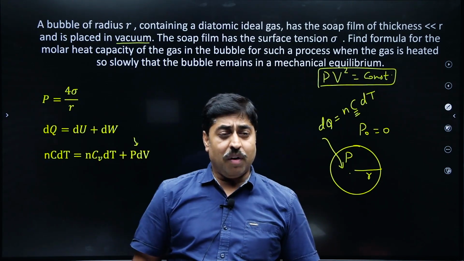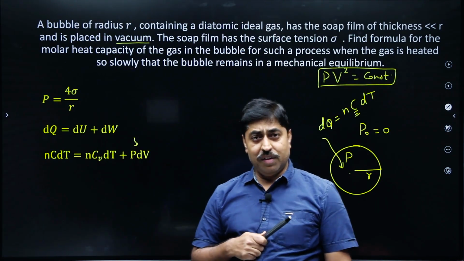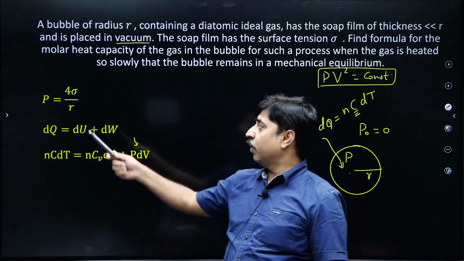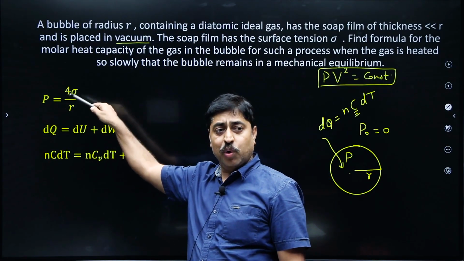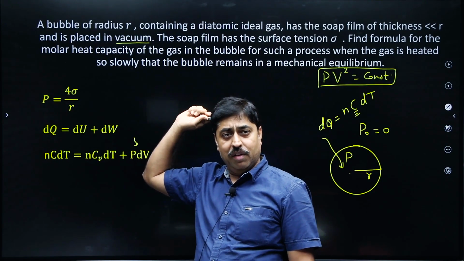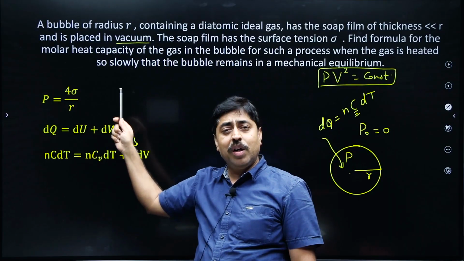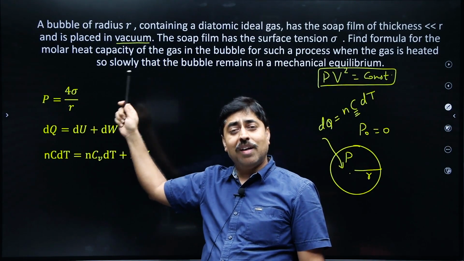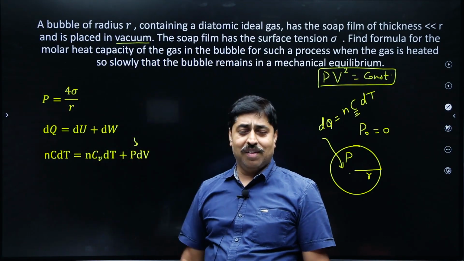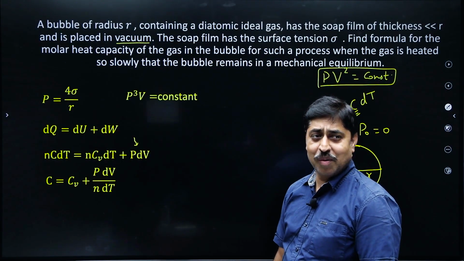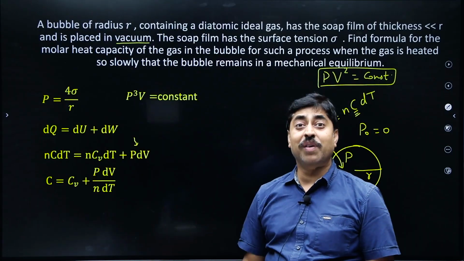So actually the relation between pressure and volume is given, isn't it? R cube is proportional to volume. So if you just put cube on both the sides, what do you get? P cubed, P to the power 3 into volume V is a constant. So that is the relationship. This is the relationship that is given actually.